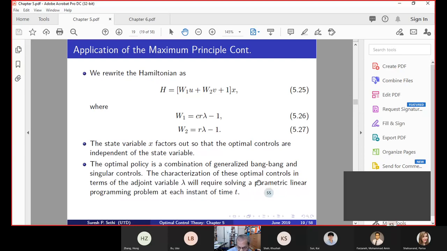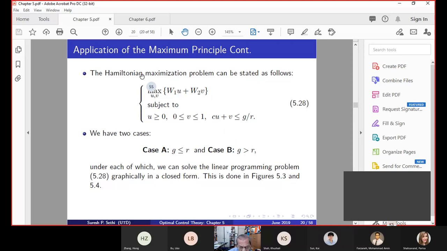I use the word parametric here because lambda is going to change. So the problem is a linear program in a parameter lambda that's going to change. There is a whole theory of parametric linear programming that allows you to solve the linear programming problem as lambda changes. So that's what is meant by a parametric linear programming problem. We'll see how that goes.